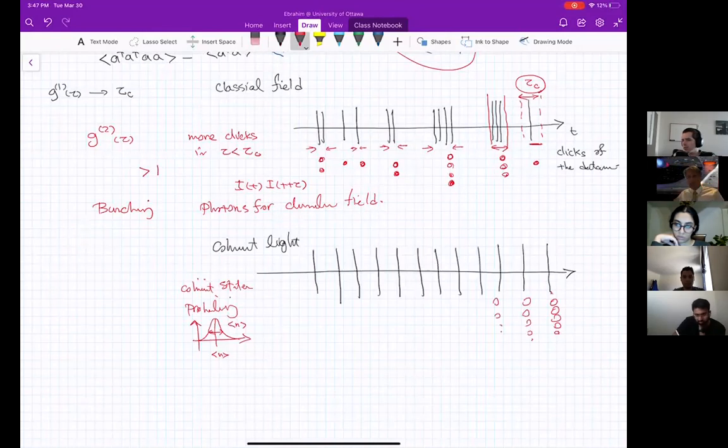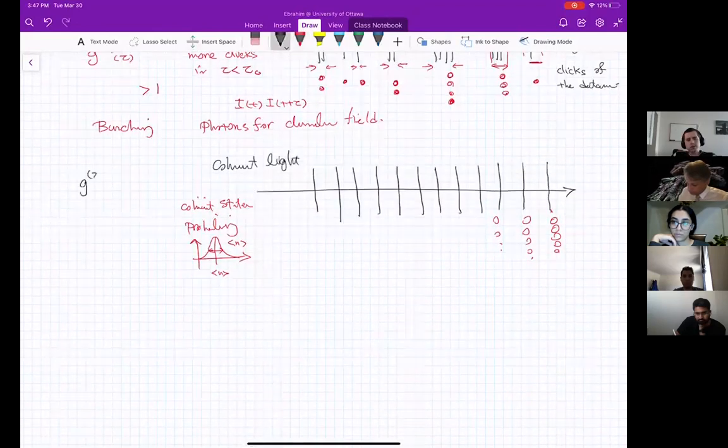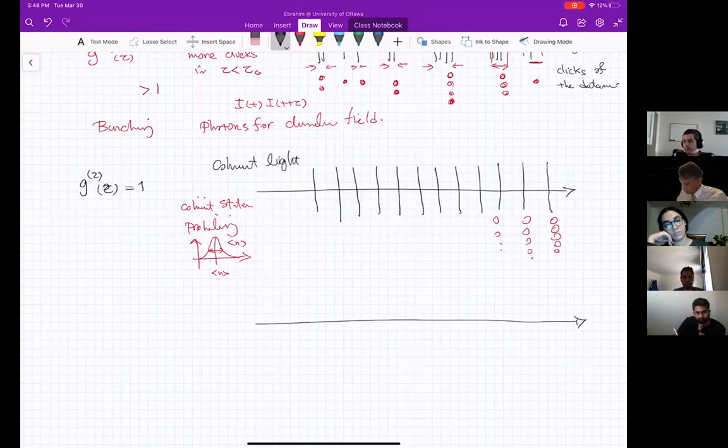So for the coherent state, you have a train of photons, depending on what you are looking for, which are equidistant. It doesn't matter where you look for the correlation between them; they are always independent. Then you get G2 of tau equal to one. And the last one is the case of Fock states, what we call anti-bunching, the quantum source. So what is happening?